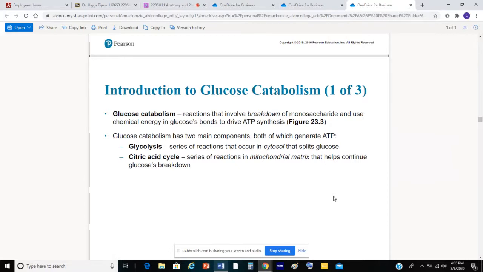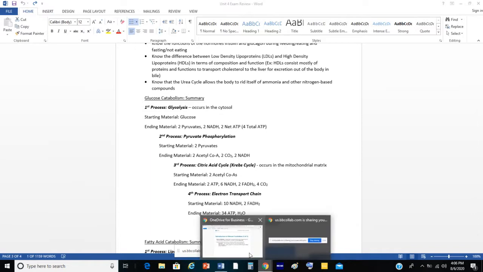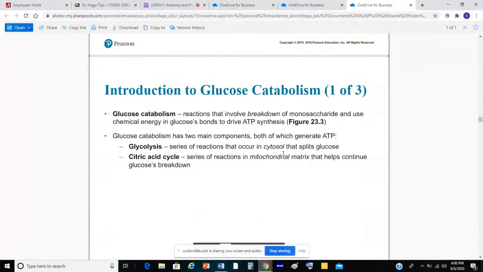Focus on what happens to that individual sugar. What happens to the glucose when you're breaking down and absorbing nutrients? How are you going to use this glucose? For example, energy. And that's what we're talking about. Well, it happens in a series of reactions. Turns out it's multiple reactions. In order, I wrote it in your exam review. It's glycolysis, followed by pyruvate phosphorylation, then the citric acid cycle, and then finish off with the electron transport chain and chemiosmosis. These are all going to result in the formation of lots of ATP.